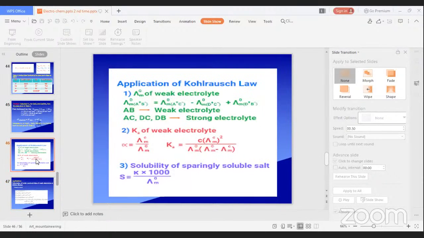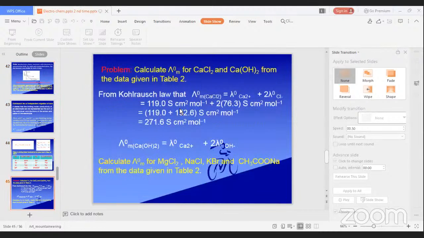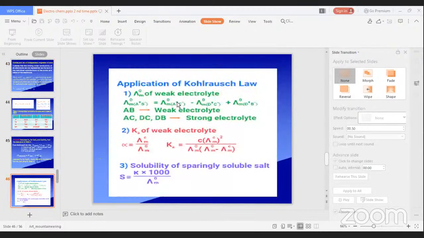Now see what are the applications of the Kohlrausch law. Actually, three applications of the Kohlrausch law are there. First application is we can calculate the limiting molar conductivity of weak electrolytes. In this equation, by extrapolating we can obtain the limiting molar conductivity of a strong electrolyte, but we cannot obtain the limiting molar conductivity of a weak electrolyte. That's why, by using the Kohlrausch law, we can calculate the limiting molar conductivity of the weak electrolyte. So this is the main application of the Kohlrausch law.